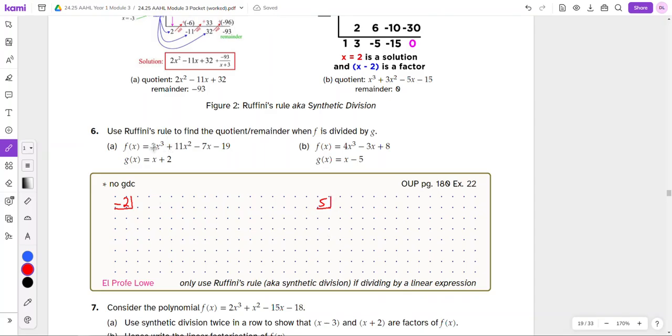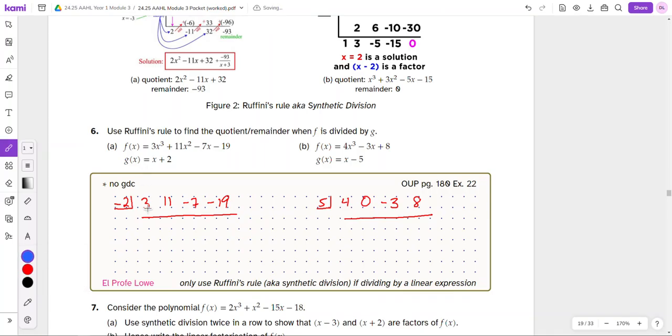Then we're going to take our coefficients in sequential order and write them down. So for this first one, we have 3 for x cubed, then 11, then -7, and then -19. For this one over here, we're going to go in sequential order. We have our x cubed term, which is 4. We have no x squared term, so I'm going to write the 0 to represent that there's no x squared term. Then I'm going to have the linear term, then my constant term. So that's my initial setup.